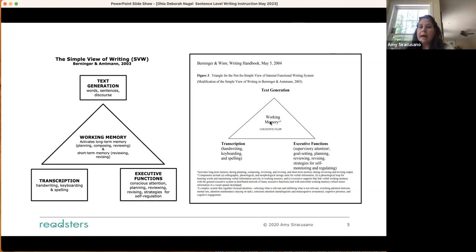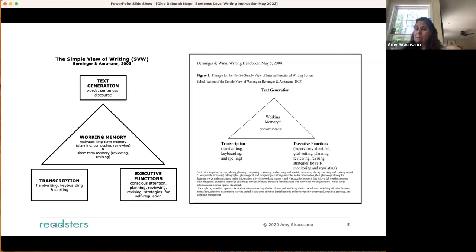So kids are pulling out things from their long-term memory, thinking about what they know about what they're going to write about. In the process, and what's happening for me right now as I'm talking to you, I'm pulling from my short-term memory as I'm thinking about how I want to review and revise what I'm saying to you, right? So if I say something, I might go back and add a little bit more. Well, that's kind of what happens for us when we go to put our ideas on paper.